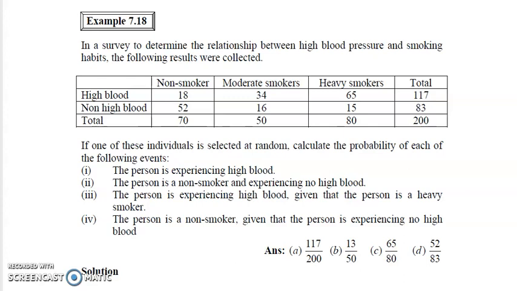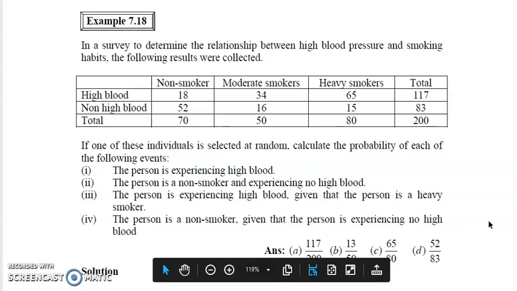Okay, let's see the next example. In a survey, you can read it here, we have a table. If one of these individuals is selected at random, calculate the probability of each of the following events. The first one: the person is experiencing high blood pressure. From here, the total for high blood is 117, right? So 117 out of 200. So you'll have the answer here.